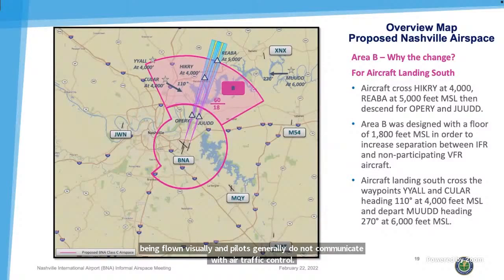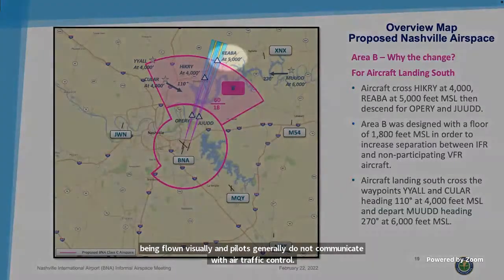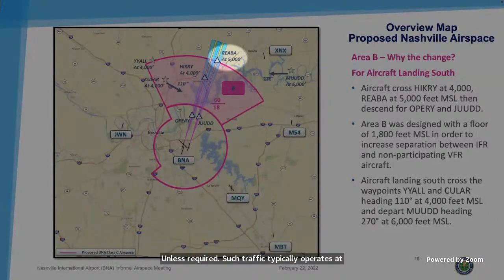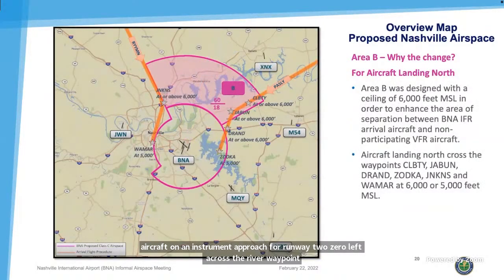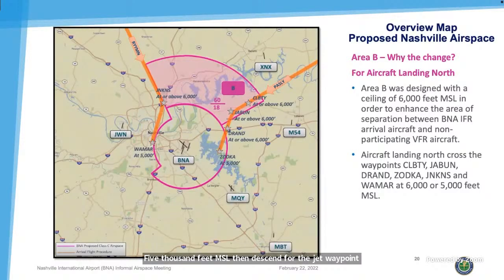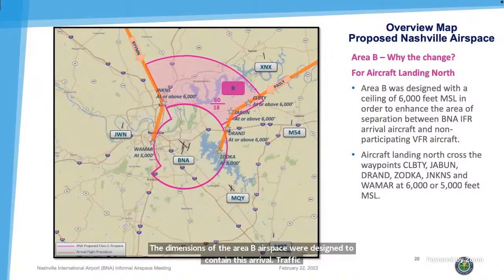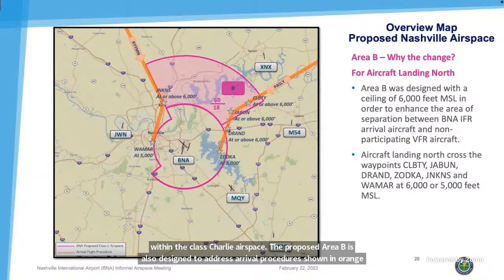Aircraft on an instrument approach for runway 20 left cross the Reba waypoint at 5,000 feet MSL, then descend for the Judd waypoint. The dimensions of the Area B airspace were designed to contain this arrival traffic within the Class Charlie airspace. The proposed Area B is also designed to address arrival procedures, shown in orange, for aircraft landing in North Flow. The airspace ceiling was increased to 6,000 feet MSL to enhance separation between IFR aircraft using these STARs and non-participating VFR aircraft.